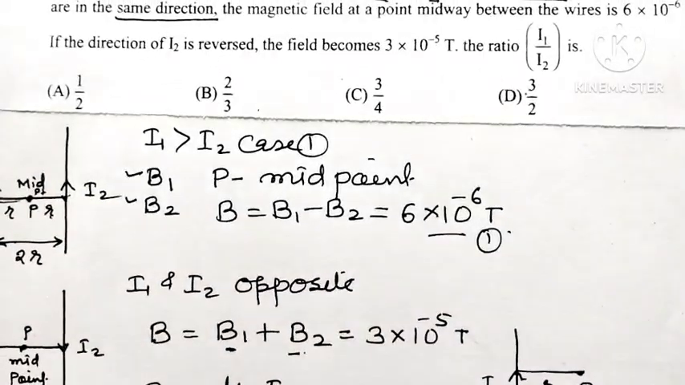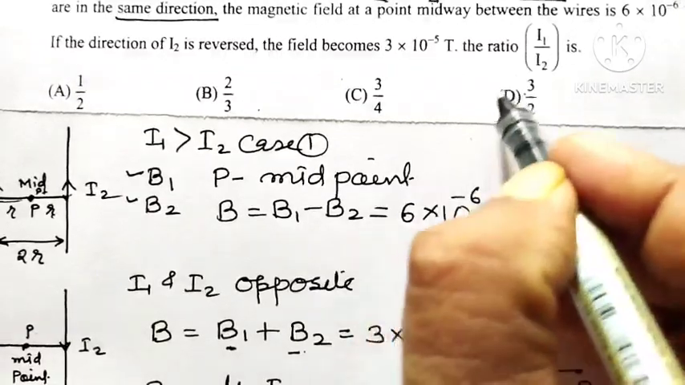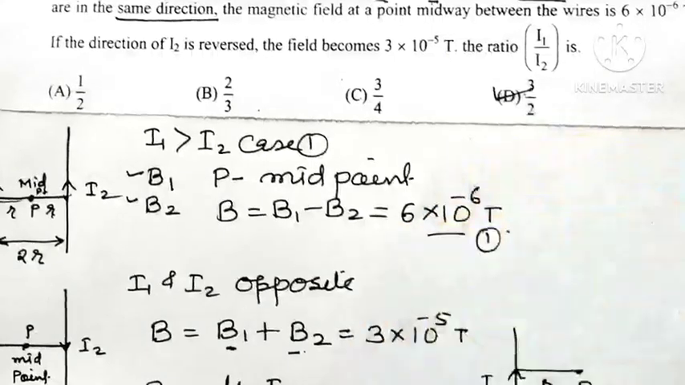So out of the 4 options given to us, I1 by I2 is equal to 3 by 2. So option D is the correct option for this question.